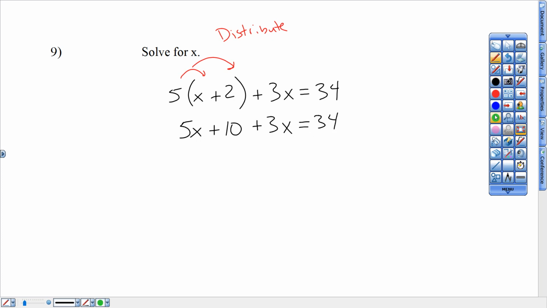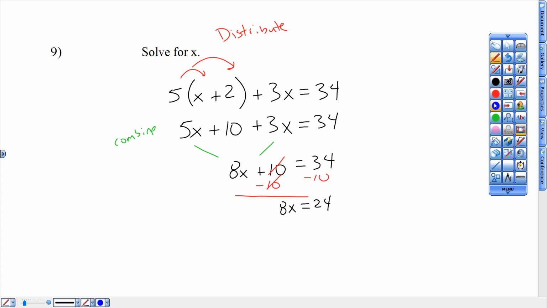Next step is to combine like terms. Combine. Following the rules of math. 5 plus 3, don't subtract them. Add those to get 8 of those x's plus 10 equals 34. And then right there, take away 10 on both sides, minus 10. That gives me 8x equals 24. Divide by 8. And that gives you half the answer.